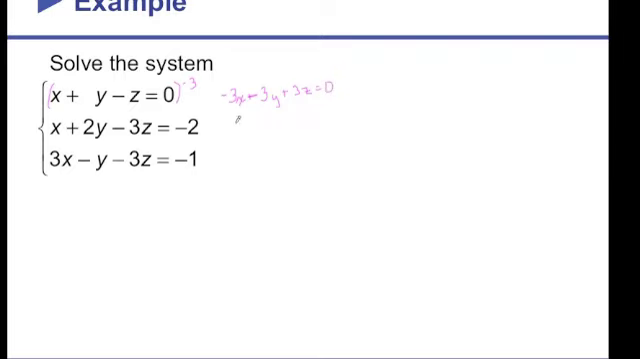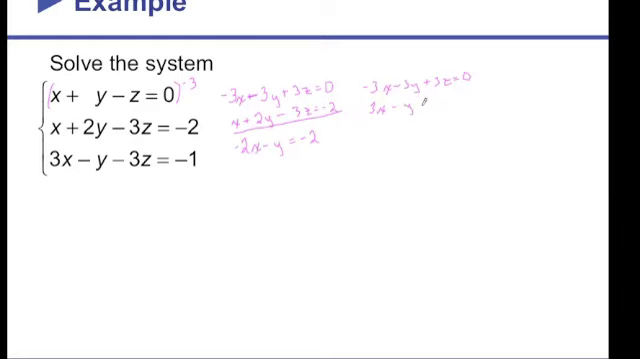Let's add that to the second equation. x plus 2y minus 3z equals negative 2. When I add those, I'll get negative 2x minus 1y, the z's will be gone, equals negative 2. Well, since I've got that negative 3 down here, let's also take the top equation times negative 3 and add it to the bottom equation.